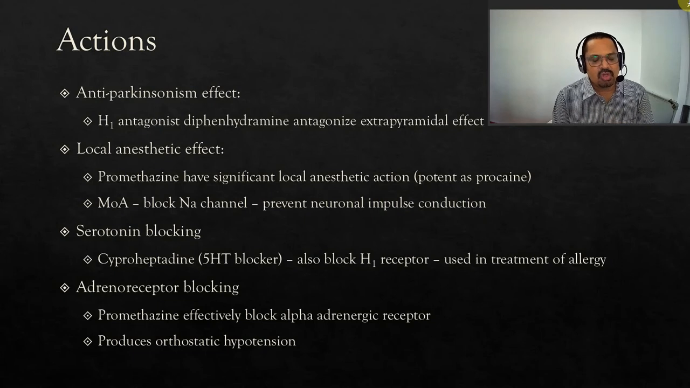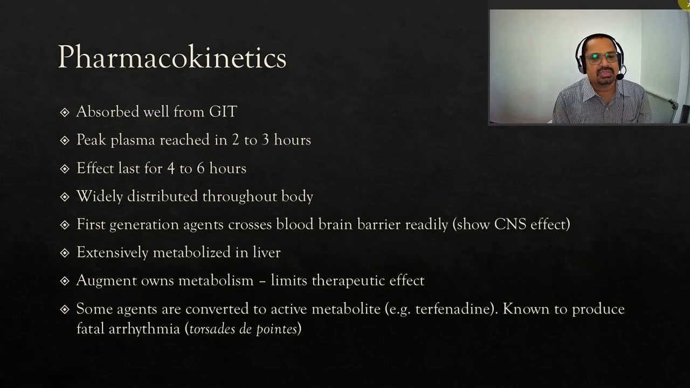Next is the serotonin blockage. Cyproheptadine is known as a 5-HT blocker. Along with the antihistaminic action, it also blocks the H1 receptor, and cyproheptadine is mainly used in the treatment of allergy. They also block the adrenergic receptors. Promethazine effectively blocks the alpha receptors and produces orthostatic hypotension. So behind the production of orthostatic hypotension, these antihistaminic agents are responsible.